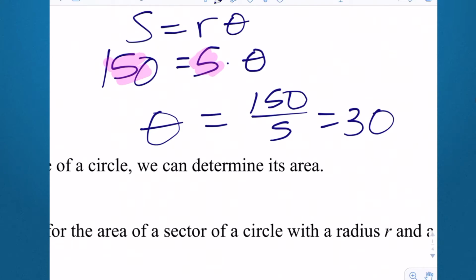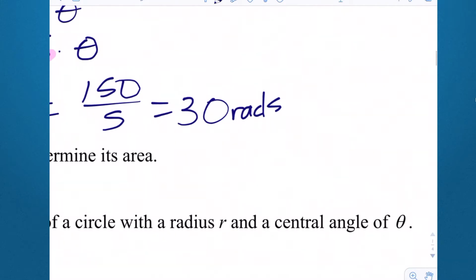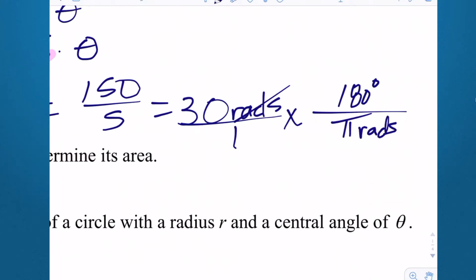But not 30 degrees. That's unreasonable, right? That's 30 radians. So let's see how many rotations that is. One rotation is about how many radians? 2 pi, which would be about 6-ish, right? So that would be a little bit less than 5 laps. But if I want to convert that to degrees, I need to multiply by who over what? 180 degrees, good. The units we want in the numerator over pi radians, the units we want to divide out in the denominator.